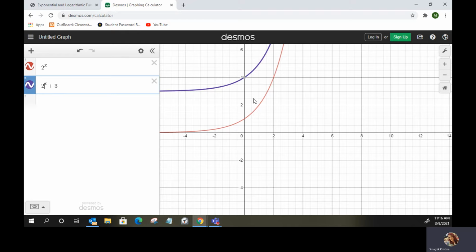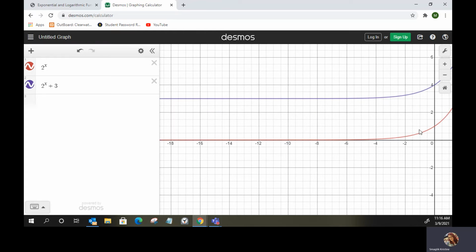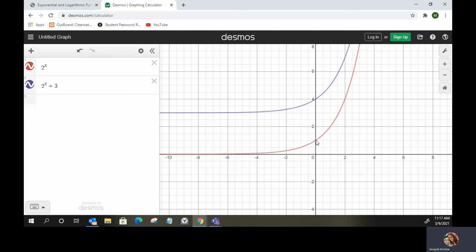My red is the parent function, and notice the difference. My asymptote has changed. See how this line was skating along y equals 0? Well, it's moved up 3. We had a vertical shift up 3, so that entire asymptote moved up 3. So now my asymptote is at y equals 3. Also take notice here, we had a y-intercept of 0, 1. And when we did that vertical shift, we're now at 0, 4. Well, we did a shift of 3 up. Look at your y values. 1 plus 3 is 4.